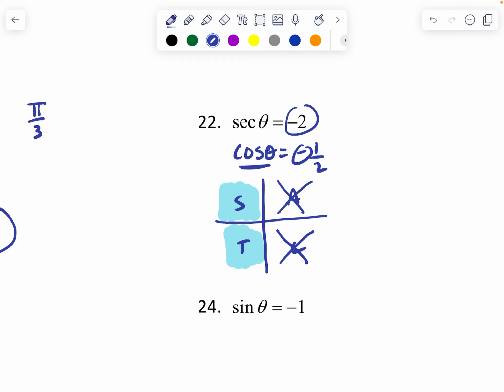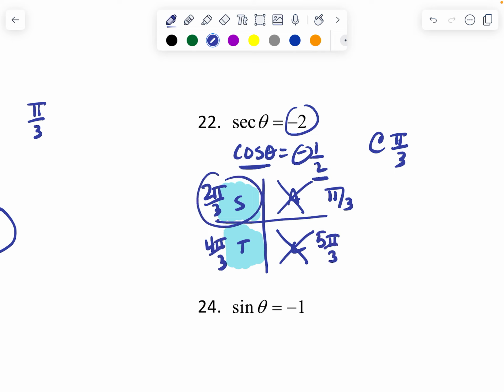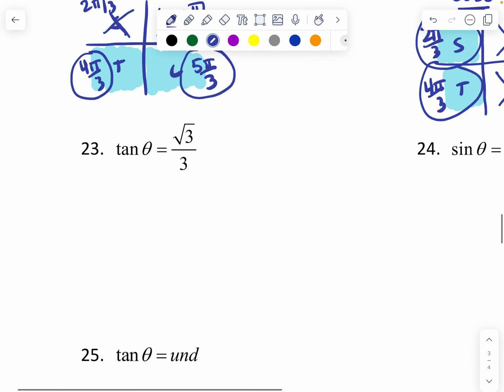Okay, and then if I look at my chart, where is the cosine equal to negative or positive 1/2? You can ignore the negative now. The cosine is equal to 1/2 at, again, pi over 3. So if I count by those pi over 3s, I'm going to have pi over 3, 2 pi over 3, 4 pi over 3, and 5 pi over 3. And again, your answers are highlighted, so it's going to be these two guys. Okay? All right, number 23.